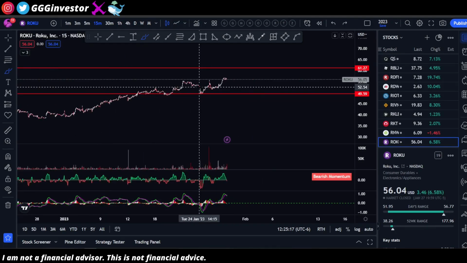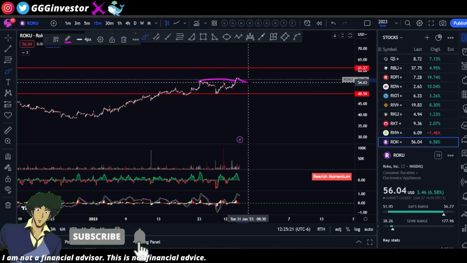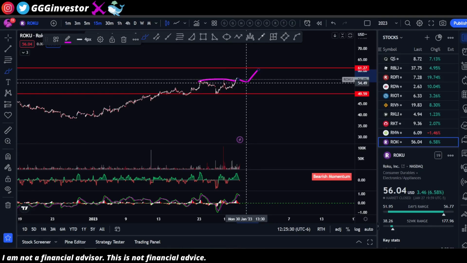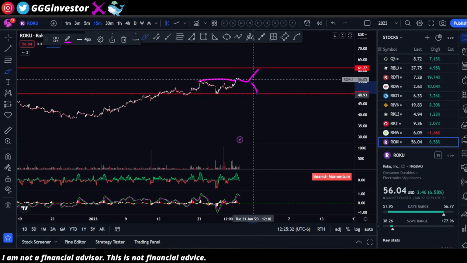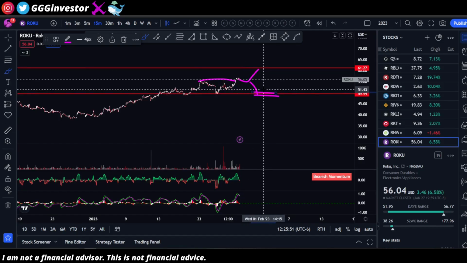So removing some of those drawings out of the way, we could definitely have a pullback maybe to 55, but if that holds, then I would definitely be looking for more upside. If it breaks under 55, then we'll probably go back here and retest this $48, $50 range. But again, that'll kind of all be based off the whole entire market sentiment, whether we see the higher high to 60s or come back down to 50.